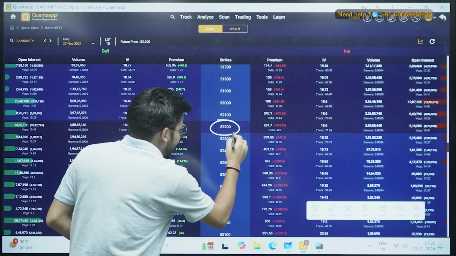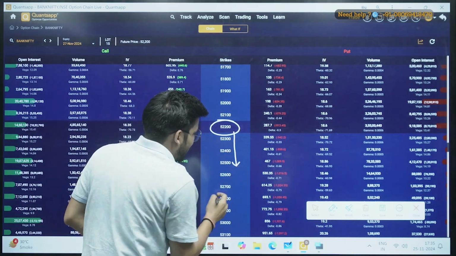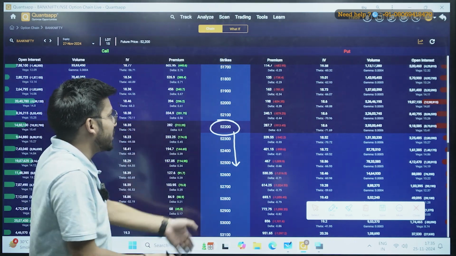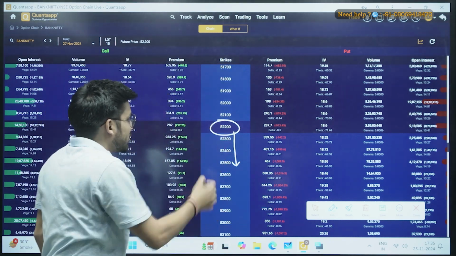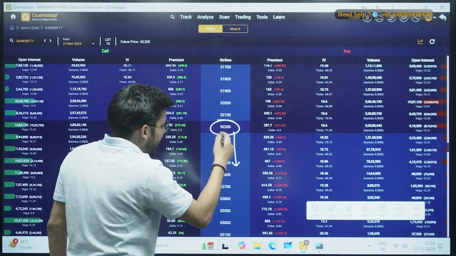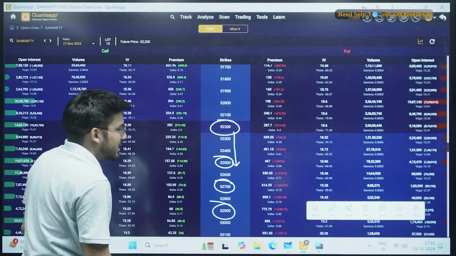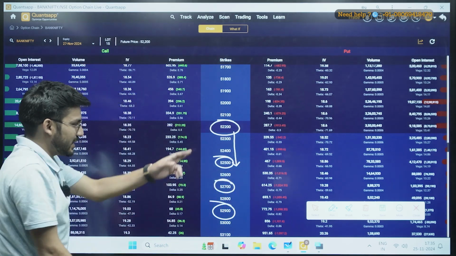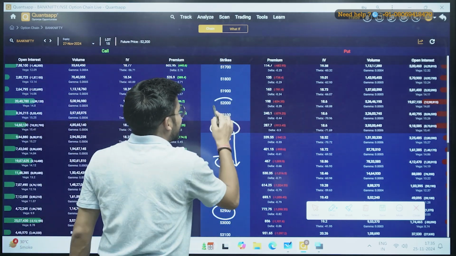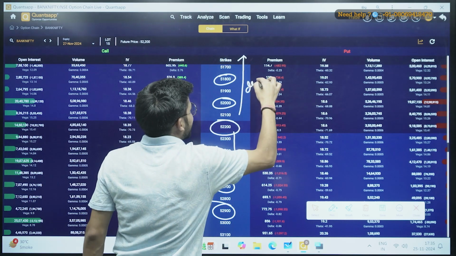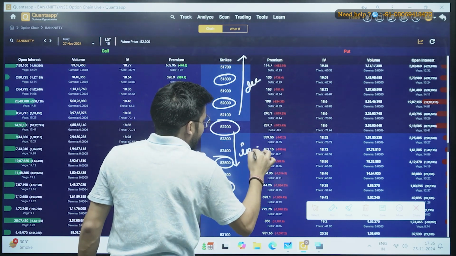If I go in the upward direction, the numbers are in ascending order from smaller to bigger. If I go in the downward direction, this is 52,500, then 52,700, then 52,900. So the numbers are increasing in this direction, and similarly, the numbers are decreasing in the other direction. If I go in the upward direction, my numbers are decreasing and they are increasing here.